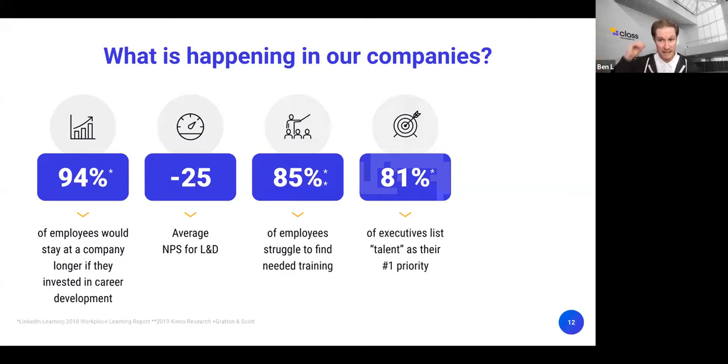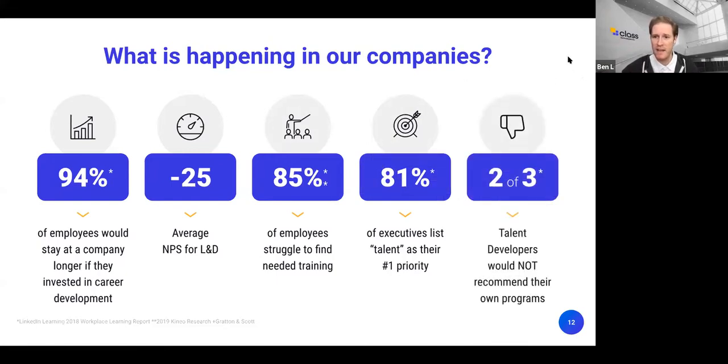Executives care about talent, at least they always say they do, but it's not always the most visible metric. And sometimes they don't know how to measure what is really impacting the best talent. And then finally, 2 of 3 talent developers would not recommend their own programs. Yikes. That's a bit rough.